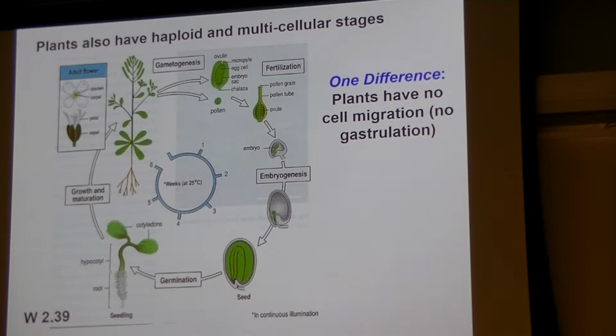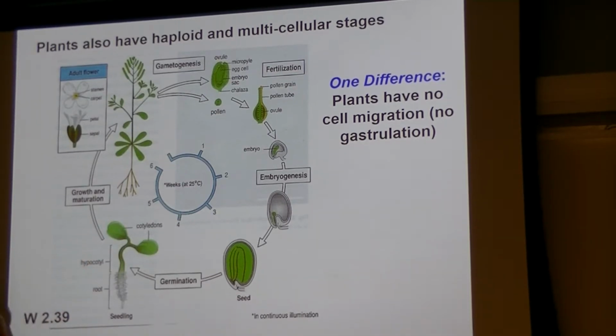They do make organs. Leaves, shoots, and roots are all considered plant organs, so they do go through organogenesis. And then they do have growth and maturation things to consider in the life cycle.